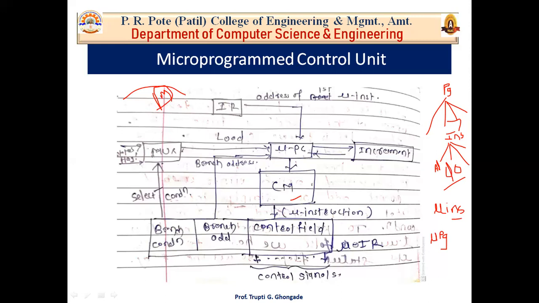Now your program is stored somewhere in the memory. When we fetch an instruction from memory, it comes into the IR, and that instruction has an opcode. Opcode means which type of operation we have to perform. So we use that opcode to identify the address of the first micro instruction. So it all begins from the IR. IR will give the address of the first micro instruction, which is stored in control memory.